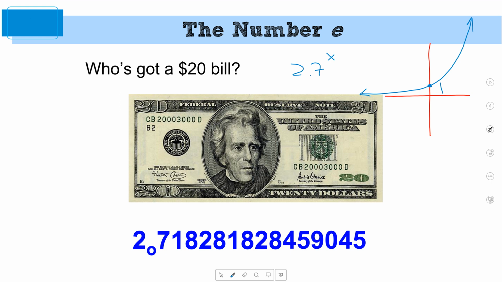Okay, so e's kind of fun. It's about 2.7 raised to the x power. But what about this? How would 2 to the x compare to 2.7 to the x? Would it be steeper or shallower? Shallower? Do you all agree?